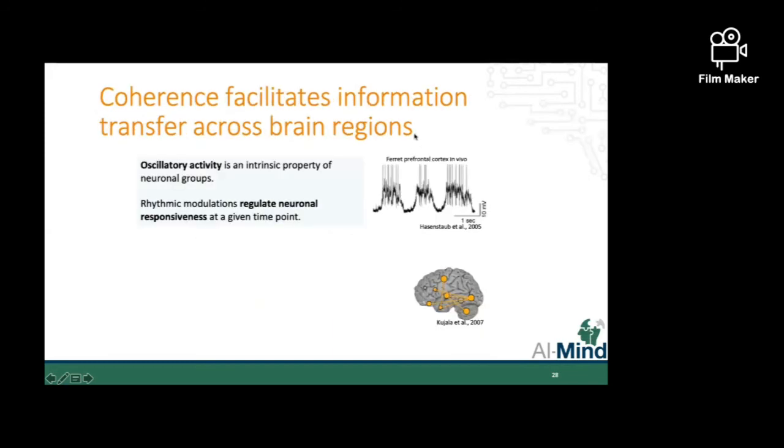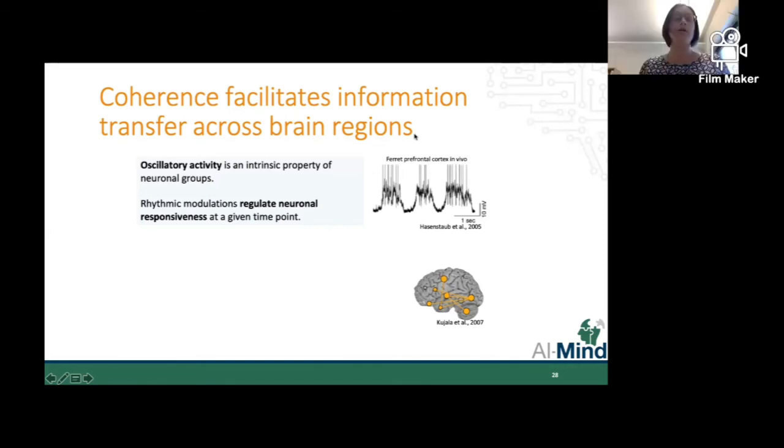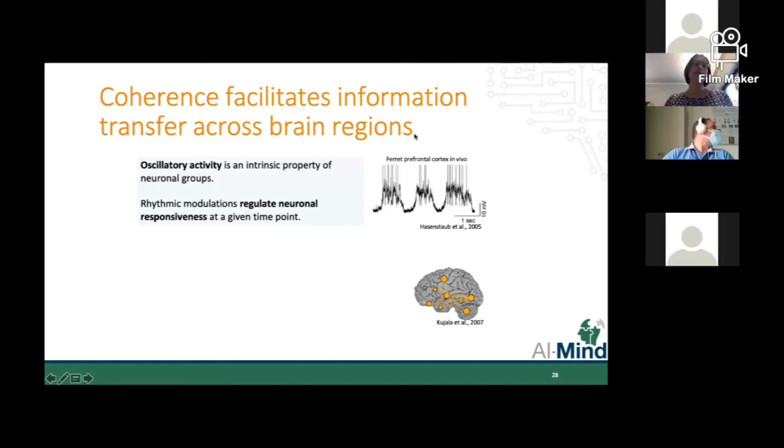So what about then networks? So those were local oscillations. Well, there are many theoretical accounts for how oscillations could be relevant also for network functioning. And one of these theories is how coherence between, or communication through coherence, could affect information flow in the brain.